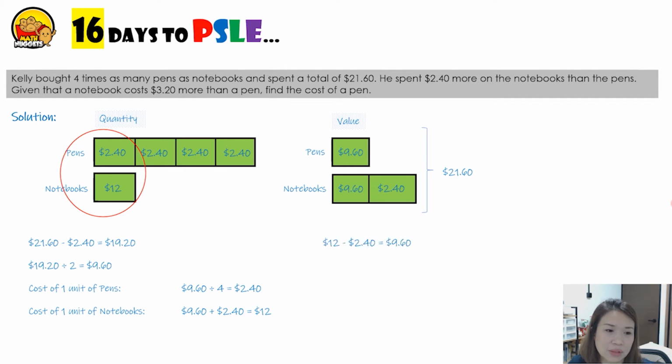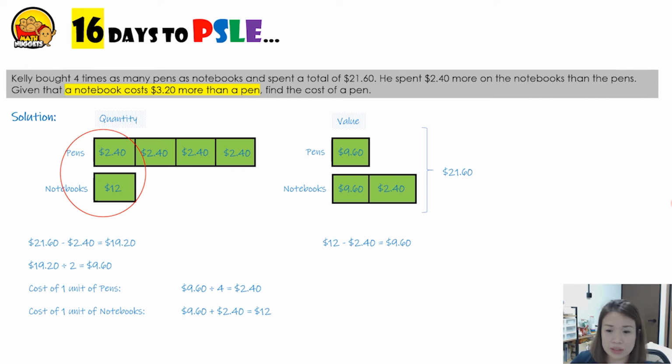Now the difference between each unit would be $9.60. There is a difference between the cost of 1 unit of each because there is a difference in the price of the notebook and the pen. Every notebook costs $3.20 more than the pen. So between 1 notebook and 1 pen, the difference is $3.20. And right here, the difference between 1 unit is $9.60.